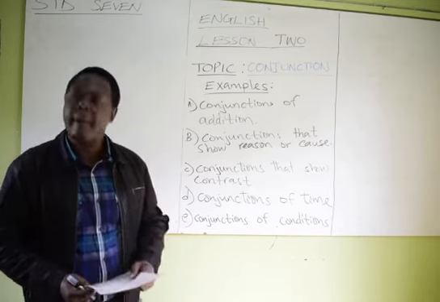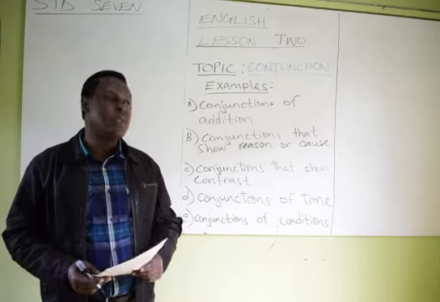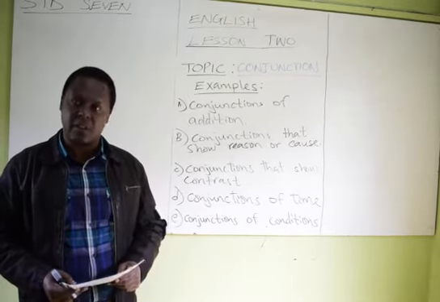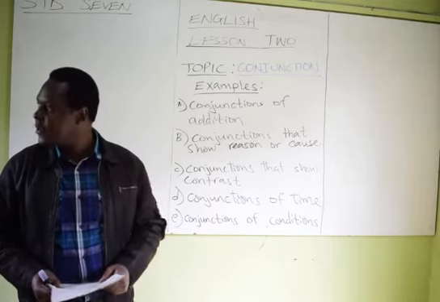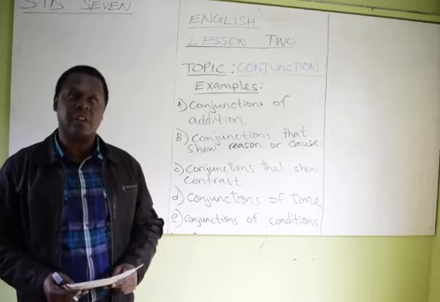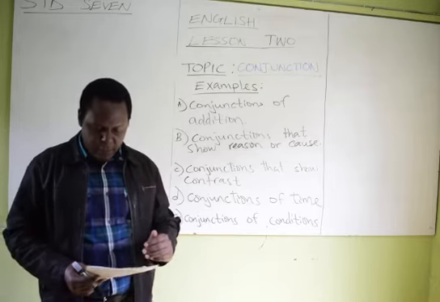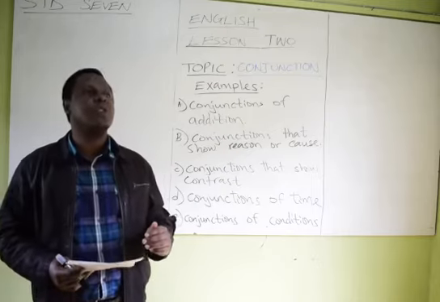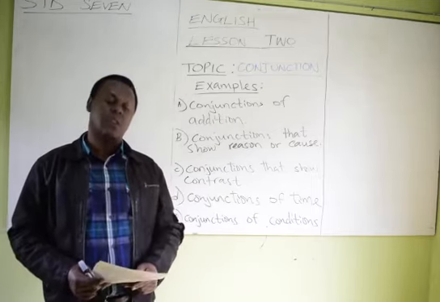Second example, Martha is a good musician in addition to being a poet. I repeat, Martha is a good musician in addition to being a poet. So the examples illustrate that apart from Martha being a musician, she also can recite poems. Those are conjunctions of addition.